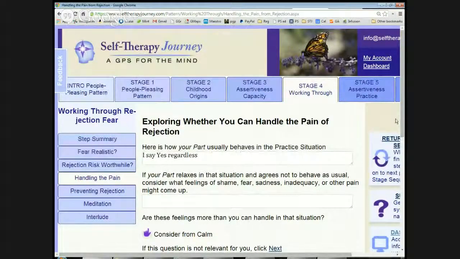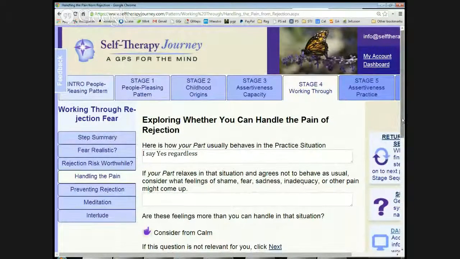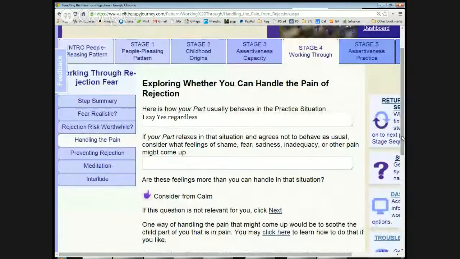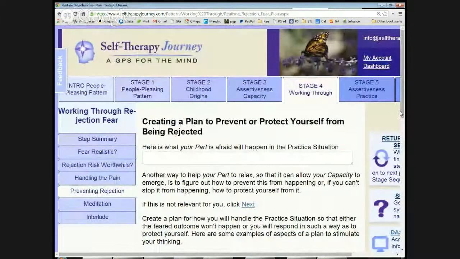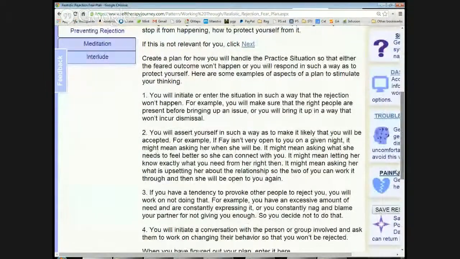See, when you were a child, you couldn't handle rejection very well. None of us could. But now as an adult, it's much more likely that you can. So here's a way to consider whether you can. And then here's another page where you can set up a plan for how you're going to handle the situation in such a way as to prevent yourself from being rejected, or to handle it if you do, or to talk to the person who might reject you. So these are all ways to handle it if the fear is realistic.